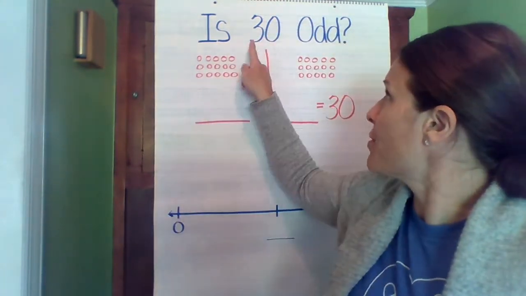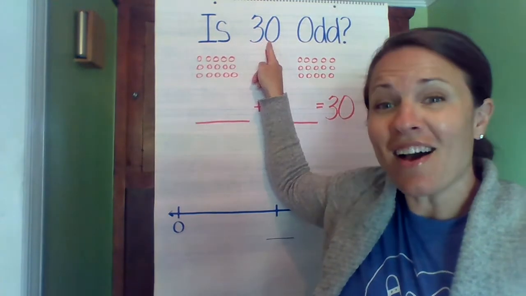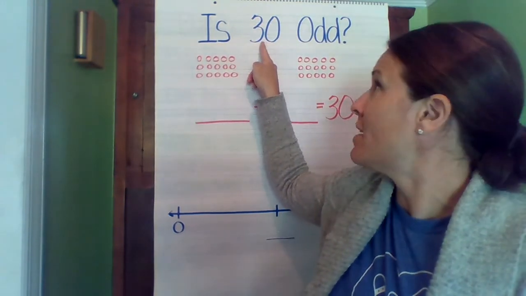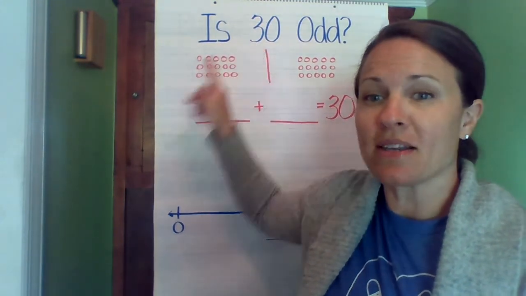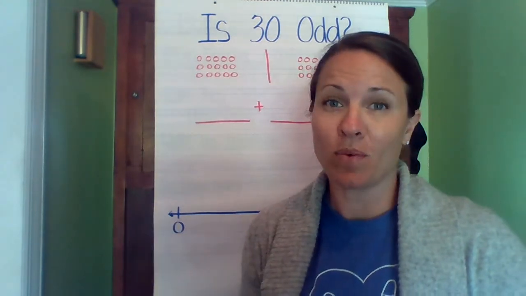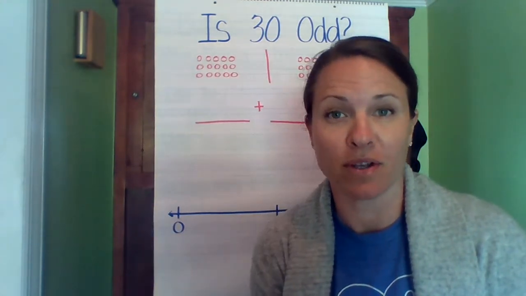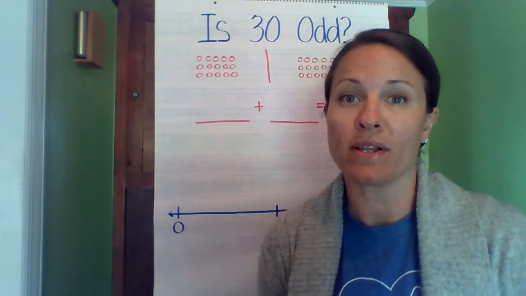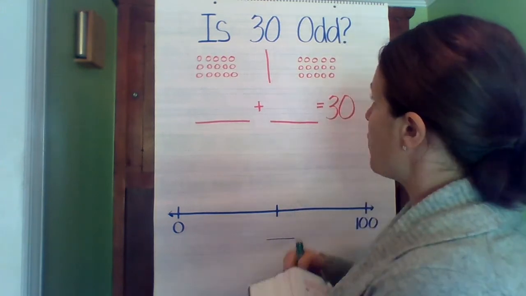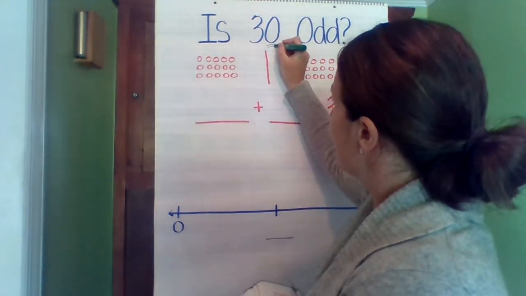When you look at 30, the 3 is not in the ones place. The 3 is in the tens place. So it doesn't even matter what's in the tens place to find out if it's odd or even. We know to look in the ones place. And the number in the ones place is 0.